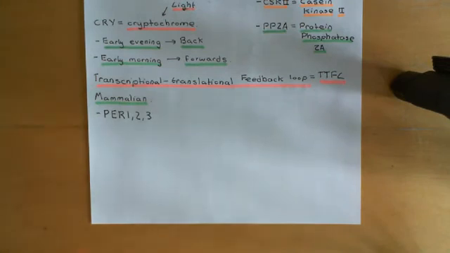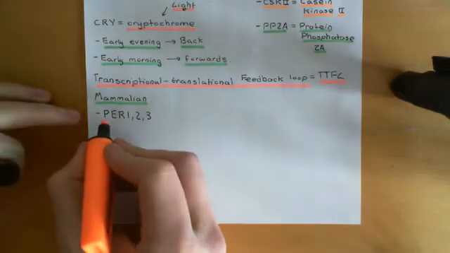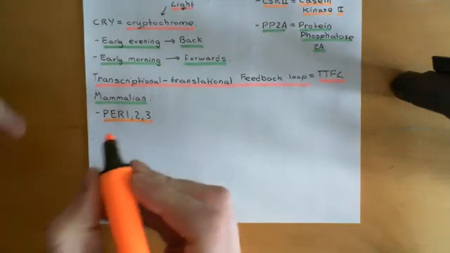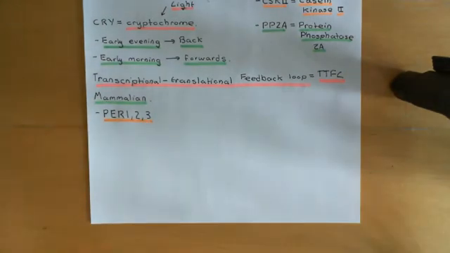So all three of these proteins are going to do pretty much the same thing as the period protein that we saw from Drosophila did, and I think I'll keep the colour coding. So we'll have period proteins underlined once again in orange.